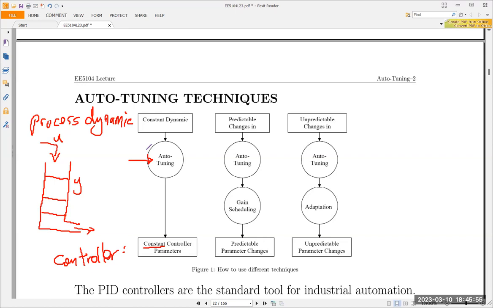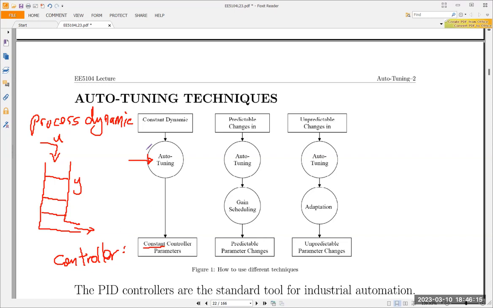So in this case, the key thing is that the person must press a button, must initiate, and then the controller will change. If you don't initiate, the controller will not change, because the assumption is that you have a constant parameter plant, and there are many out there. All right. So that is one application.